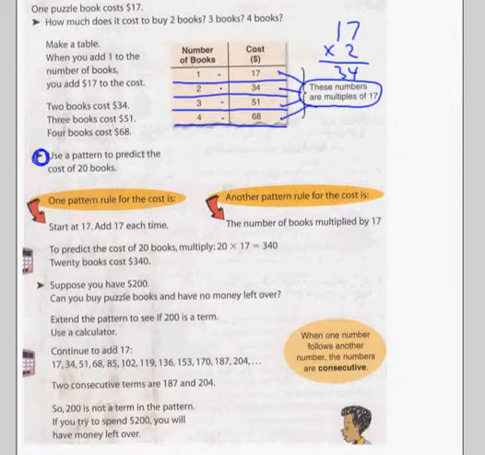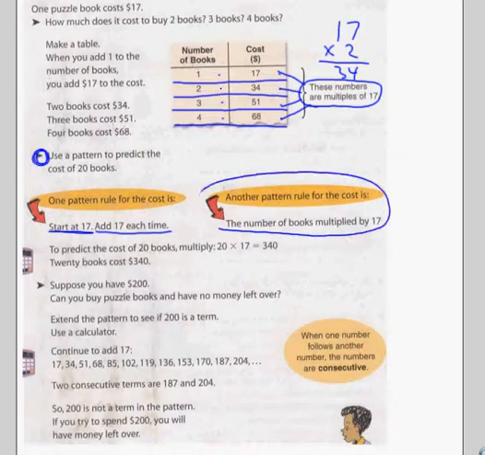So, I could start at 17, and then just add 17 each time. I could use the 17 plus 17, and then add 17 again, and so on and so on. But I think a faster way is to do multiplication. Okay? So the pattern that I prefer is multiplication because it's just a lot faster than adding. Alright, so to predict the cost of 20 books, I'm going to multiply 20 times 17. And if I do that, I get 340.